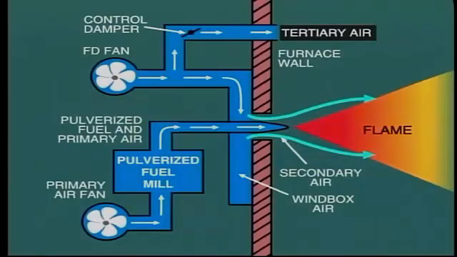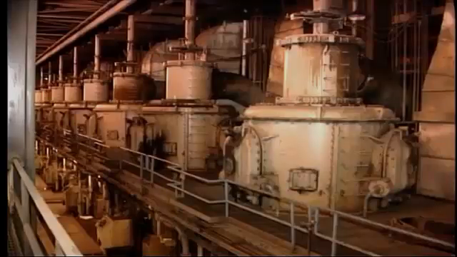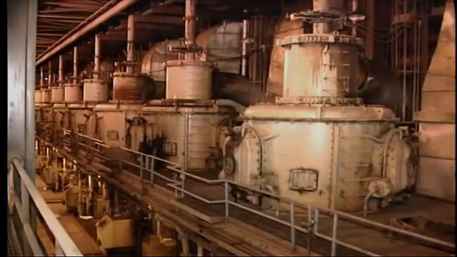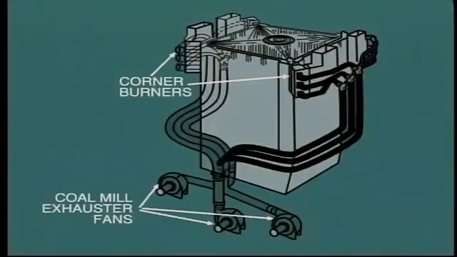This over-fire air is added to help burn the relatively slow-burning coal. The boiler is usually equipped with several pulverizing mills, each of which supply a number of burners. For a tangentially fired corner arrangement, each pulverizing mill would probably supply one burner on each corner.